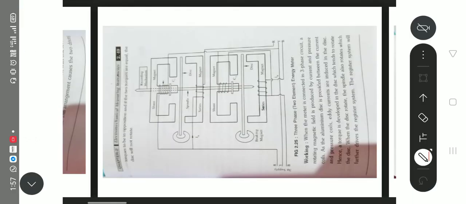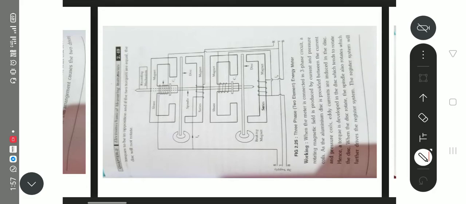Here we are using two single phase energy meters. This three phase energy meter we are using for long distances. Here we are using it in transmission and distribution lines and substations. So in this three phase energy meter we are using two single phase energy meter connections, the same, connected in parallel.